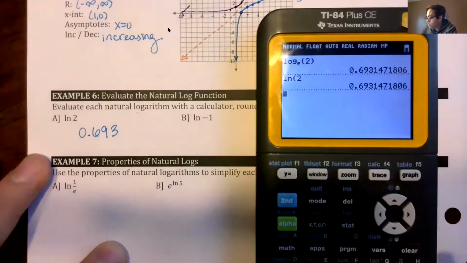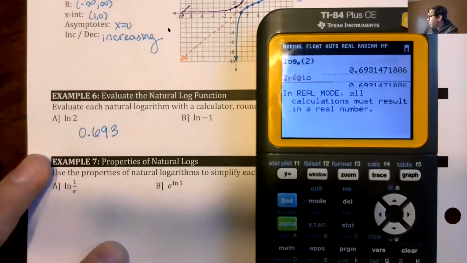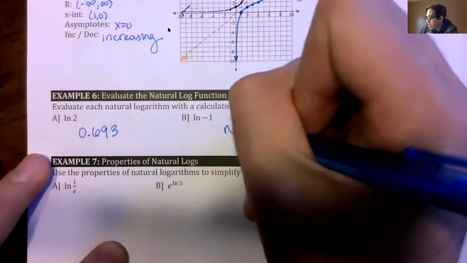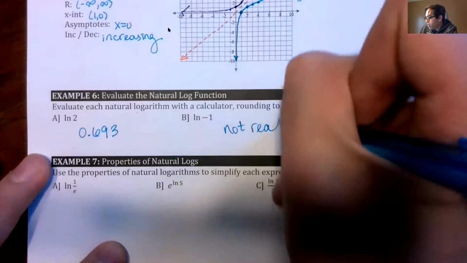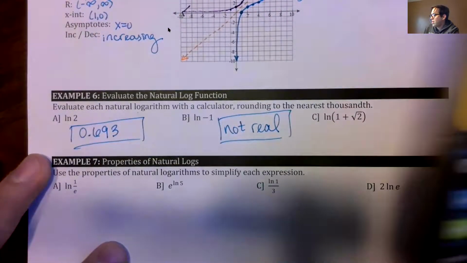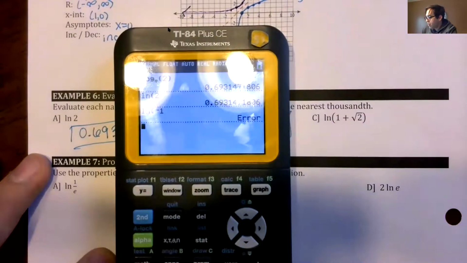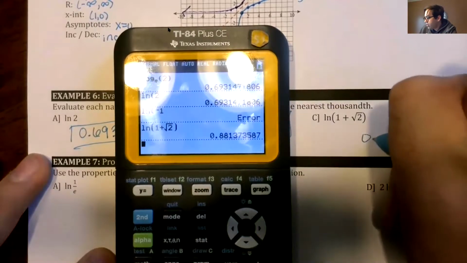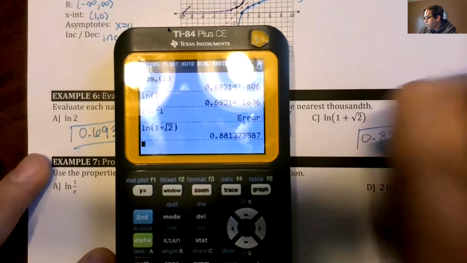For the second one, natural log of -1. Oh, not real, because once again, it's saying e to what power equals -1, and that's never going to be -1. It's never going to be negative at all. But if we do natural log of 1 plus √2, we get 0.881.